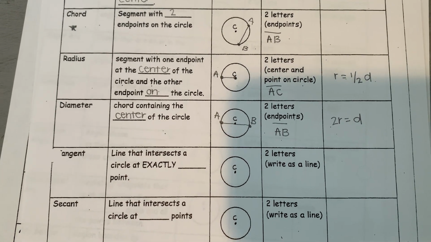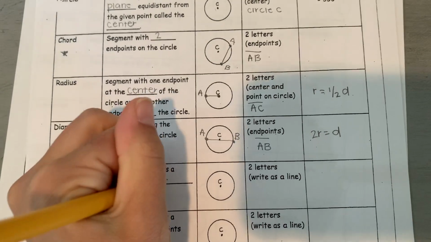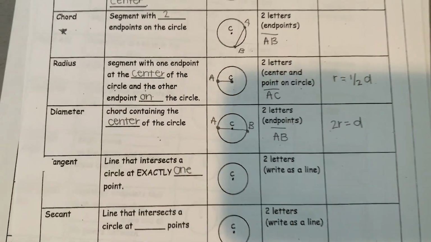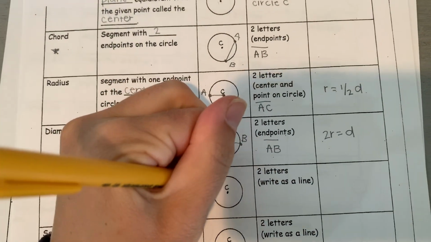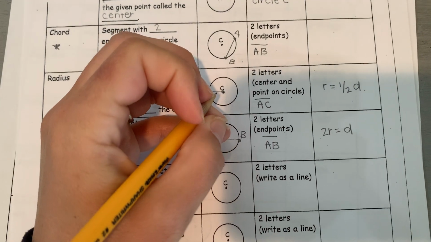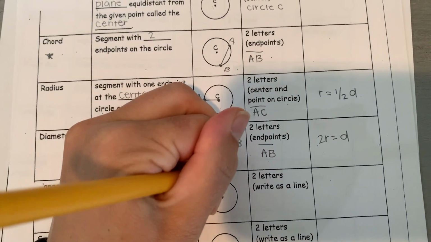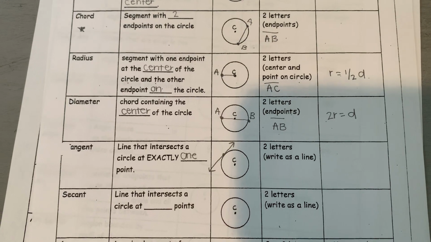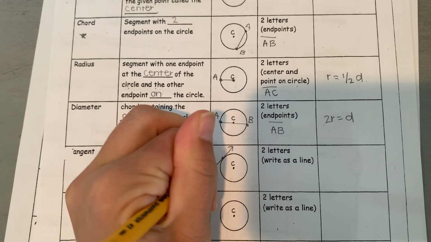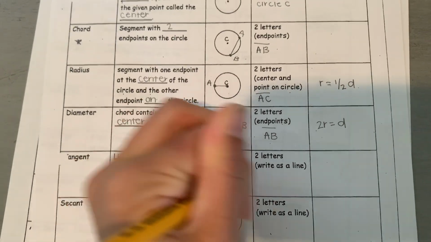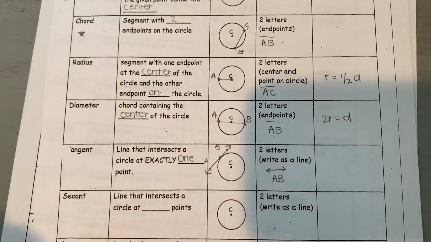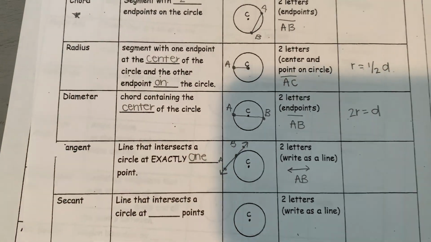A tangent is a line that intersects a circle at exactly 1 point. It can't have 2 points on this circle. It can have exactly 1. So a tangent basically hits the edge of a circle at exactly 1 point. And it's a line, so it goes on forever in both directions. We're going to put 2 points on it, though it can have as many points as you want, and we'll name it line AB, not segment, because a tangent is a line, not a segment.